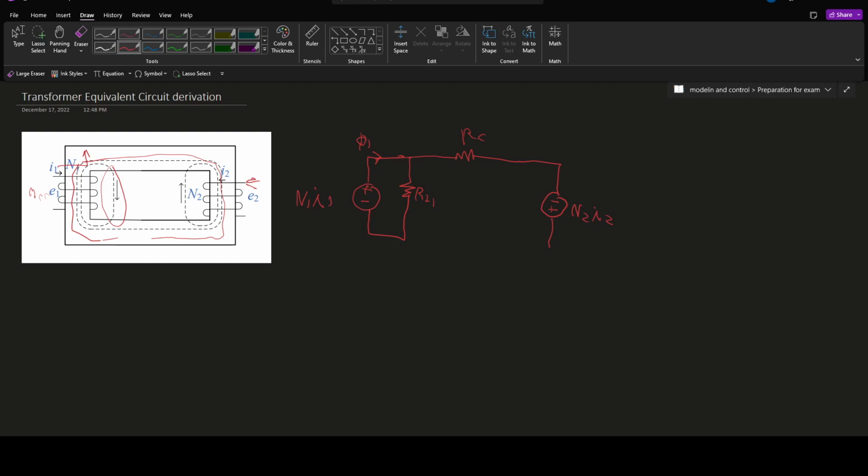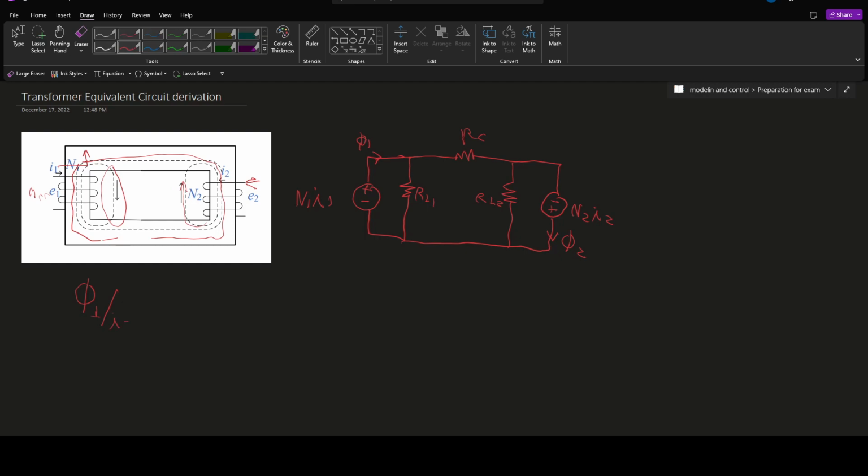And now we can see that because of this MMF, we have another flux leakage. So we are going to have another reluctance here, and we are going to call it RL2. Okay, and like that we have the magnetic circuit. The next step is finding the flux linking the coils. So first we're going to find the flux phi1, and this is phi2 going this way.